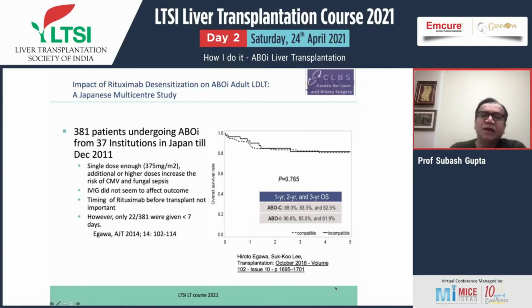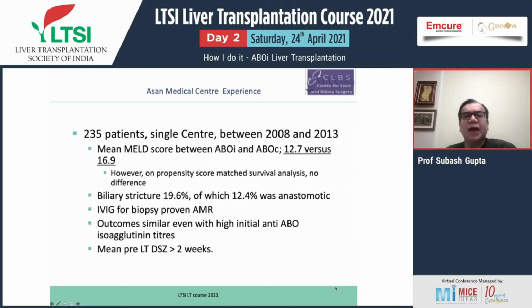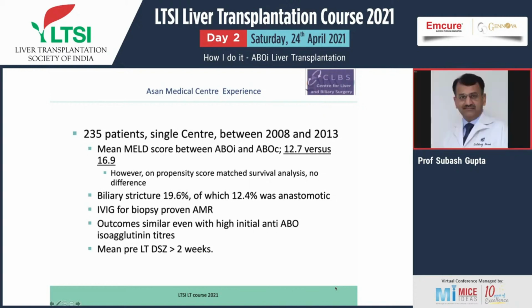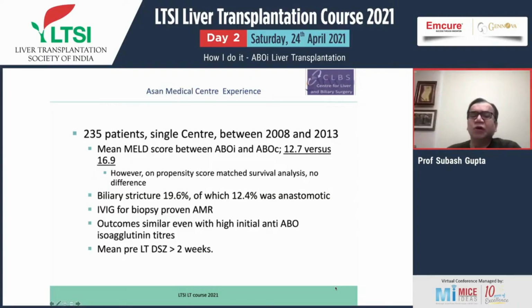Perhaps maybe eliminating some of the antibody mediated rejection that we were hearing about in the last session, which perhaps gives a better outcome in these patients. And similar to this has been experienced from the Asan Medical Center, which has studied 235 patients between 2008 and 2013. The ABO incompatible group had a slightly lower MELD score, but the authors say that on propensity score matched survival analysis, there was no difference. The biliary stricture rate was higher, and they used IVIG for biopsy proven acute antibody mediated rejection. And they said that the results were similar even when there was high initial anti-ABO isoagglutinin titers.